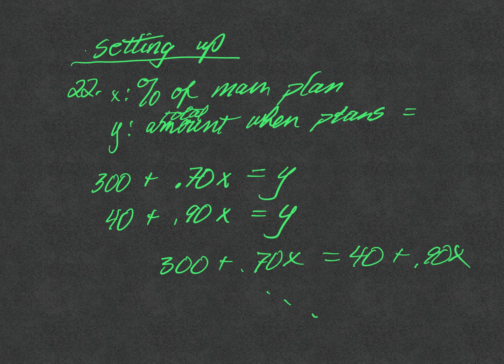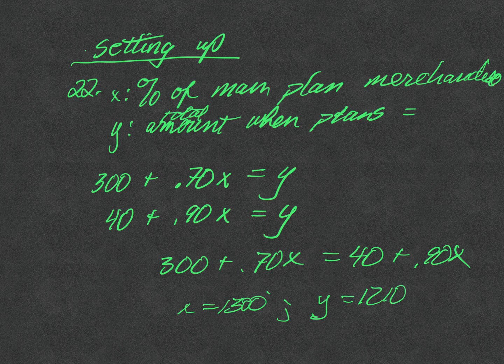X is you pay 70% of, not the percentage of the main plan, but the percent of the main plan's merchandise. It's how much merchandise you buy. So when you solve this problem, X is going to be $1,300. You got to spend $1,300 for these to equal. And then Y will be $1,210. That'll be the amount you spend overall. Okay? Anyway, that's all I have for you on that one.